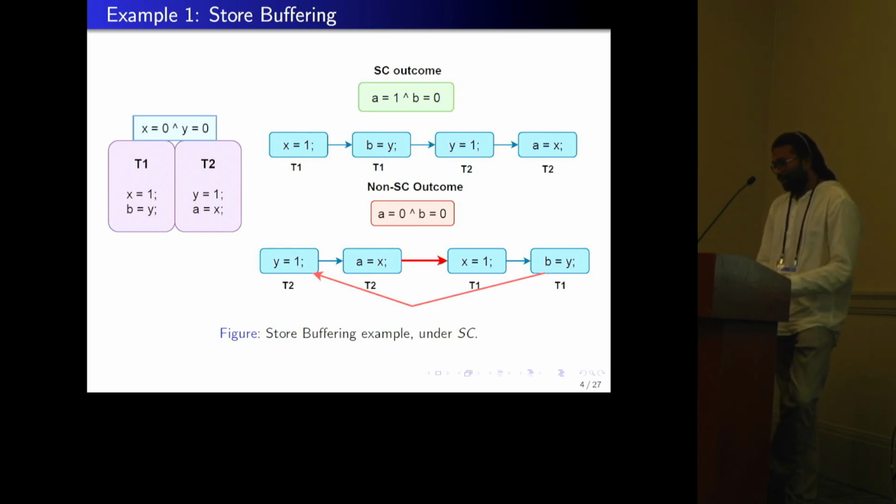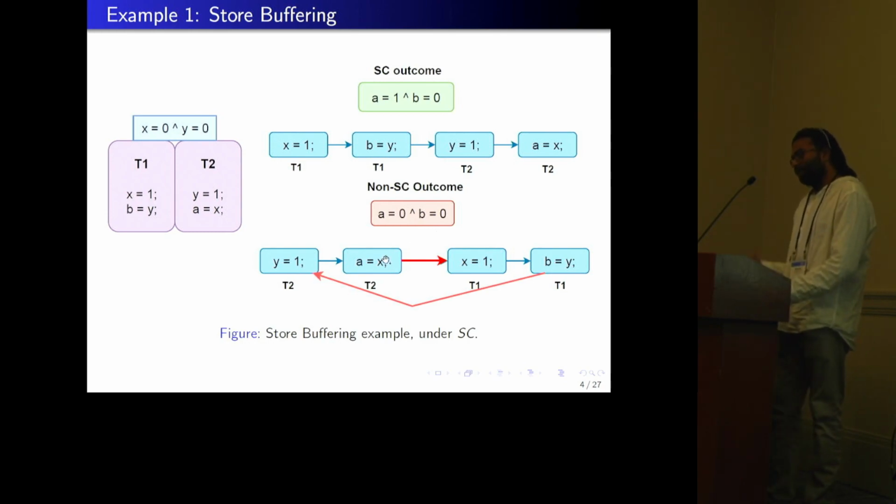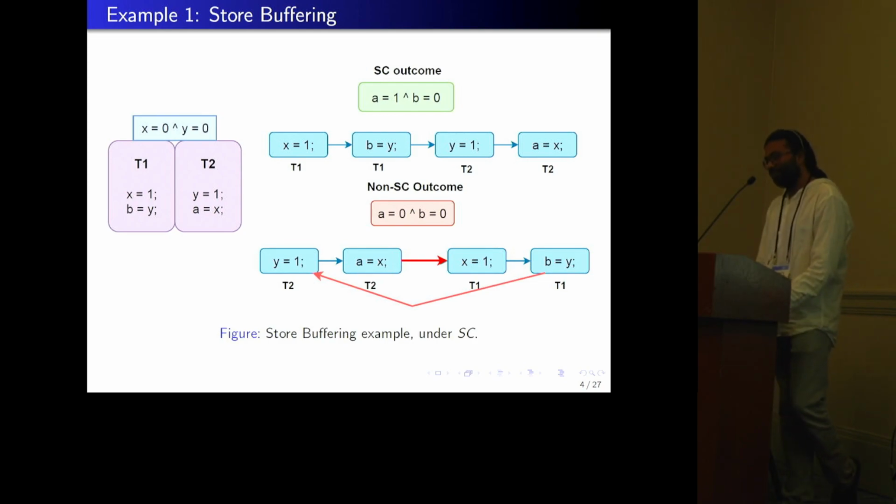And you can think of the other possible interleavings. The other case is something which is not a sequential interleaving, where both A and B return 0. This is because if I want A to return 0, it must happen before X equals 1 takes place, and similarly for B equals Y, it should happen before Y equals 1. You can clearly see there's no sequential interleaving; there's actually some form of cycle here. This example is called store buffering. I'll tell you later why it is called so.